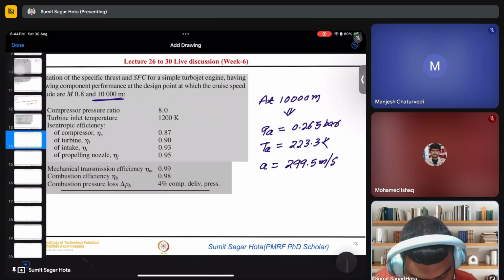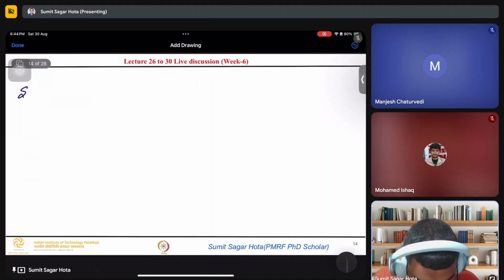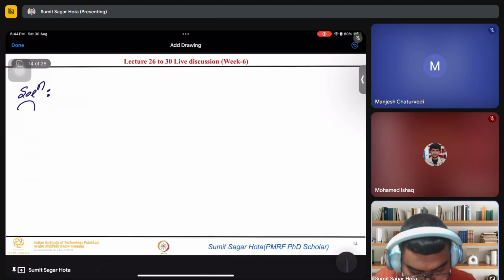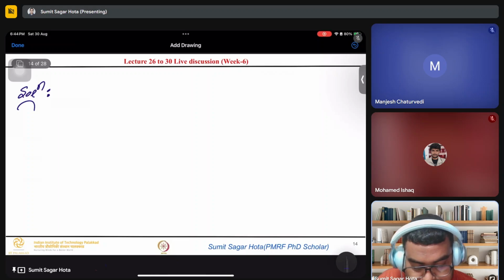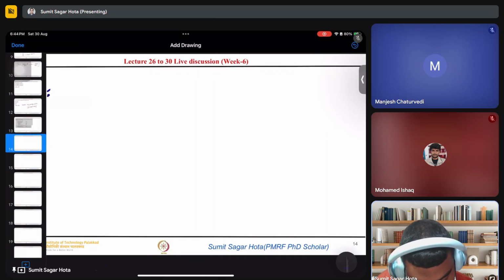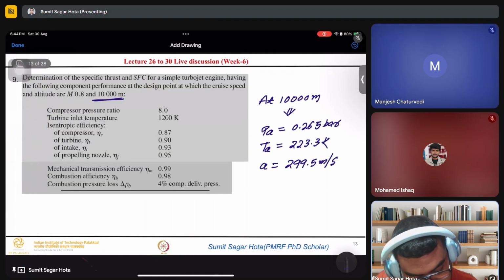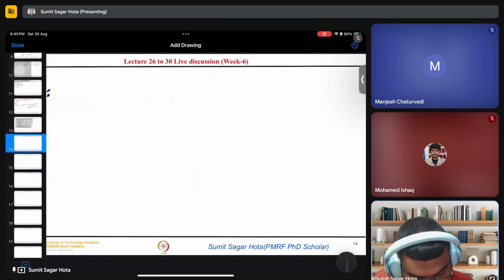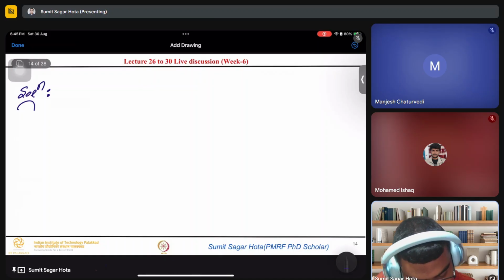So let's start the solution. Whatever the engine might be, we are assuming it as the design point of a turbojet. For any kind of turbojet engine, we always assume it is operating on the Brayton cycle. So let's first draw the Brayton cycle.